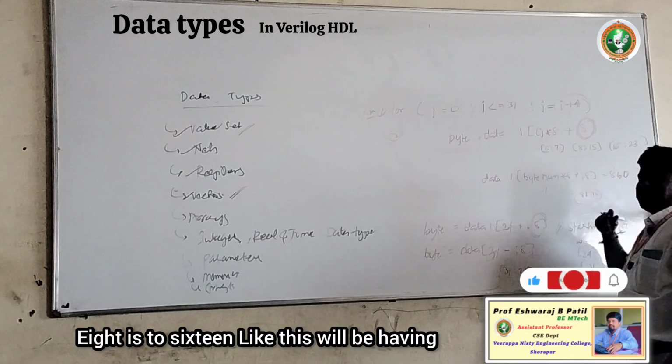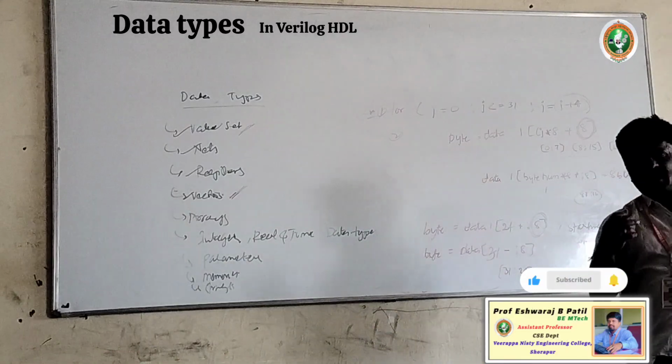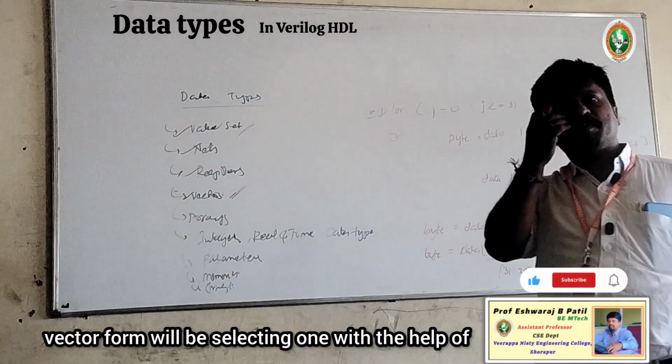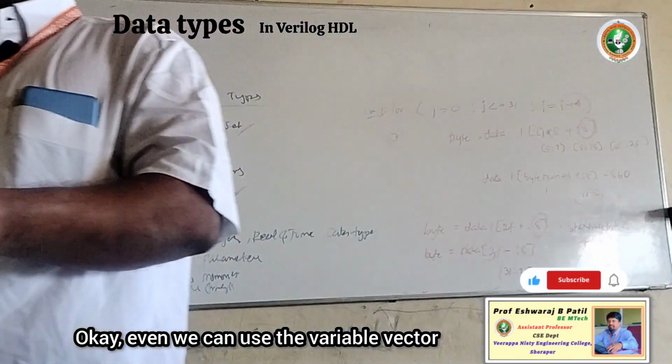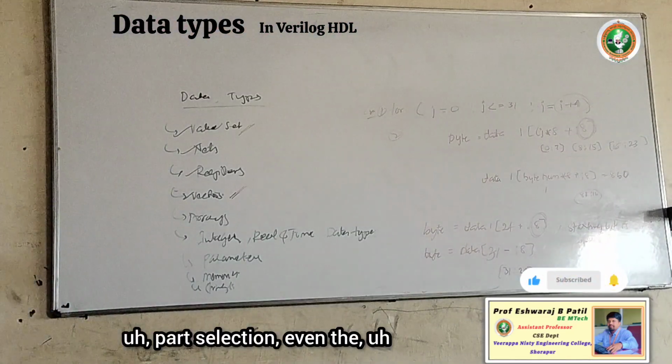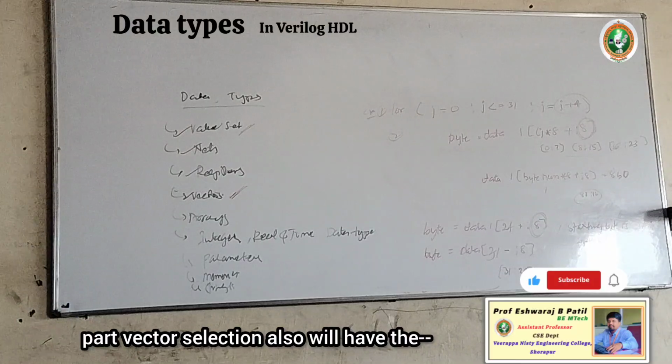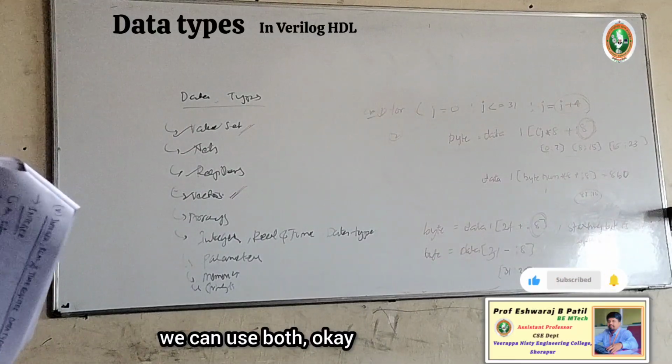Like this we will be selecting a part of the vector with the help of width. Even the variable vector part selection and the part vector selection, we can use both. Okay, in this one.